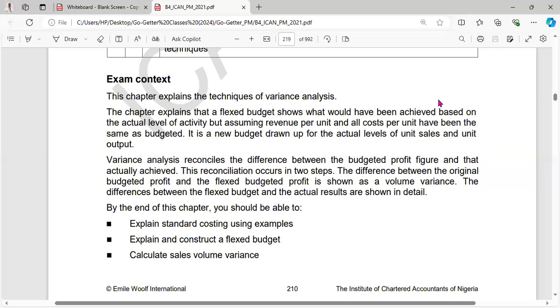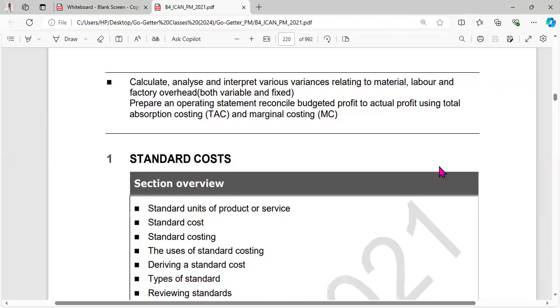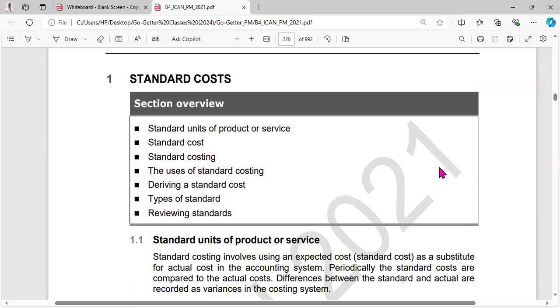We'll be able to explain standard costing. We are going to construct a flexed budget and calculate volume variance. Then we'll also calculate, analyze, and interpret various variances related to material, labor, and factory overhead. Then we'll prepare reconciliation of budgeted profit to actual profit using the absorption costing and the marginal costing. So all of these will be covered here. This chapter might be split into two. All right, so let's go.